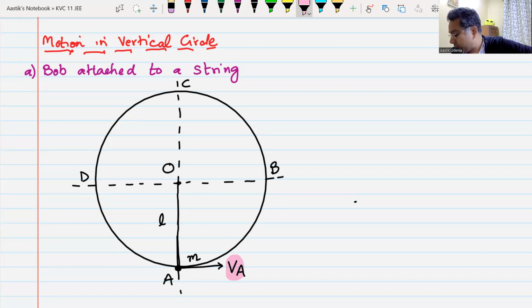Now, if I go to the lowest point and draw the free body diagram here, what are the forces acting on the bob? Can anyone tell me? At the lowest point, or any point for that matter, what are the forces acting on it? It's not a difficult question, it's a simple one. What are the forces acting on it?